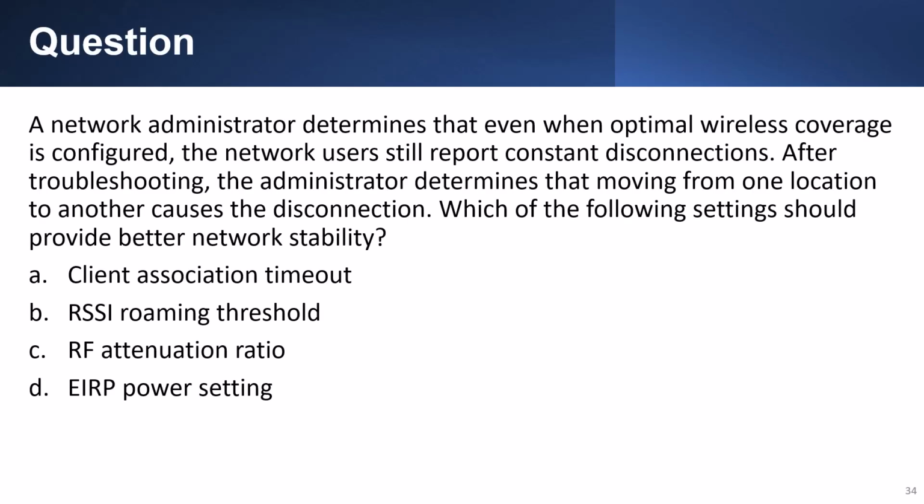Question: A network administrator determines that even when optimal wireless coverage is configured, the network users still report constant disconnections. After troubleshooting, the administrator determines that moving from one location to another causes the disconnection. Which of the following settings should provide better network stability? Answer: RSSI roaming threshold.